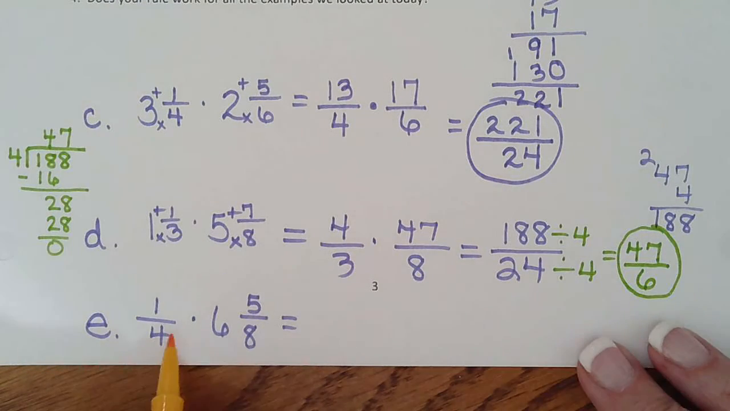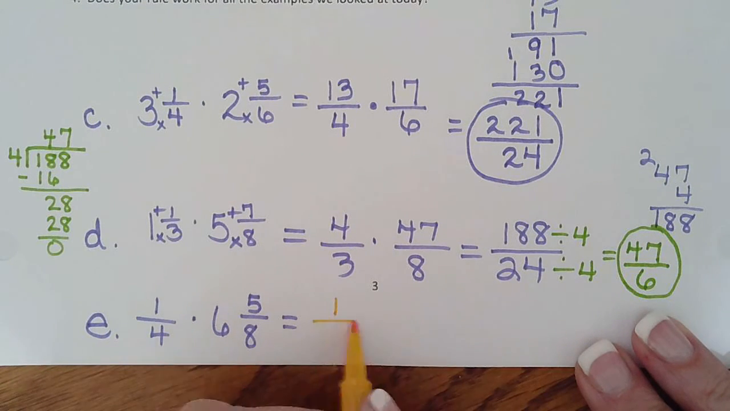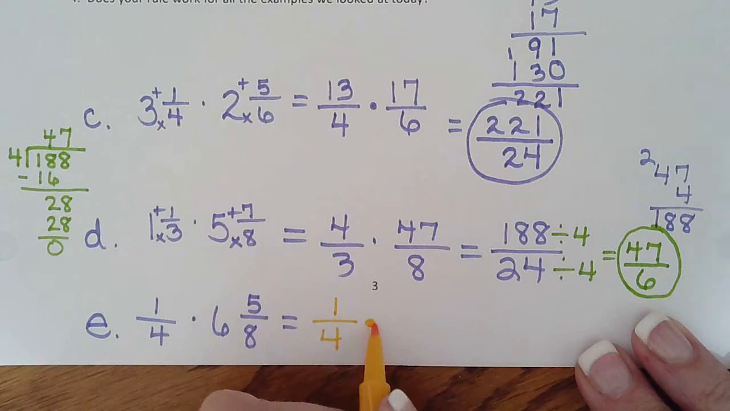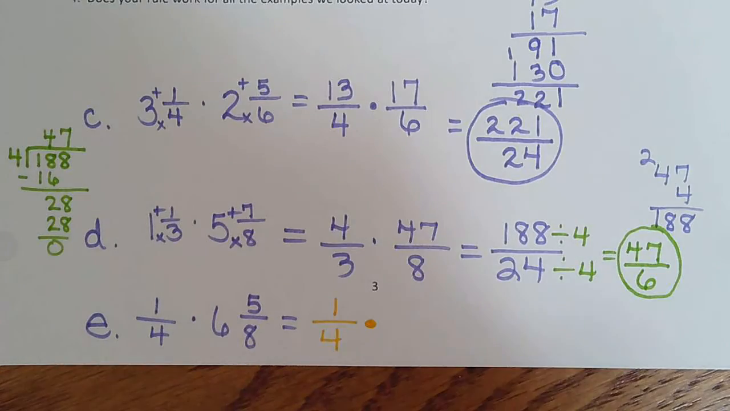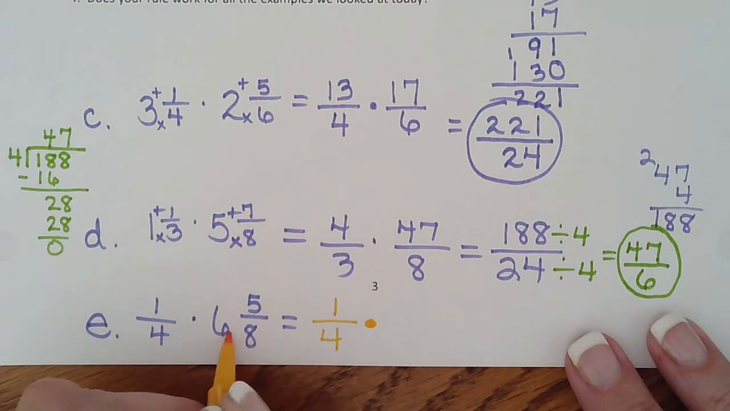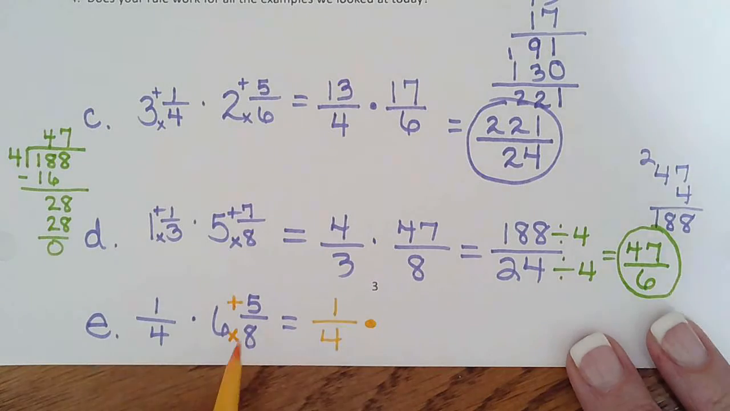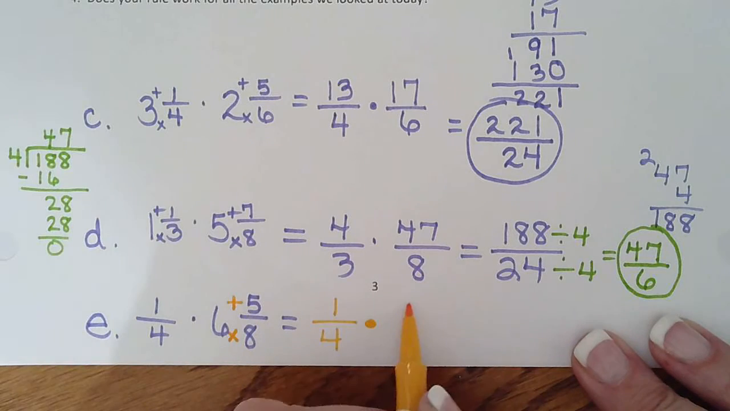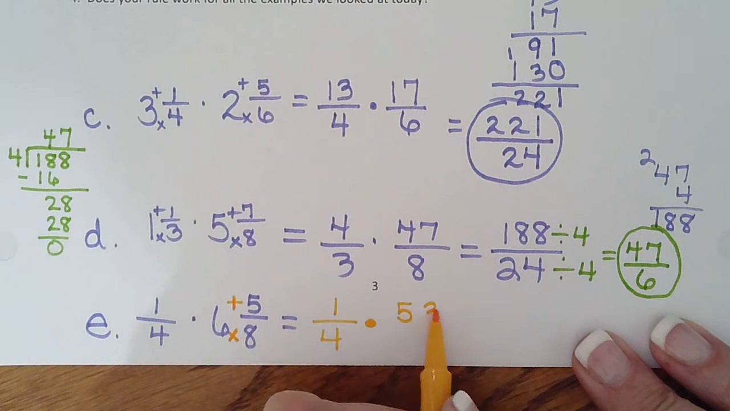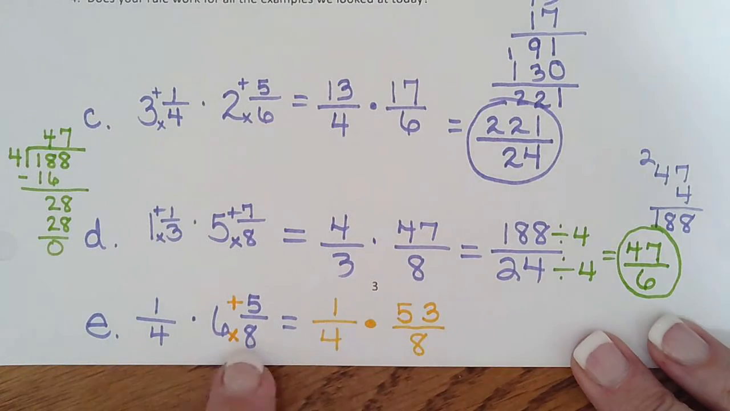Notice the first fraction is not a mixed number, so there's nothing I can do there. So I just write 1/4. But this one is a mixed number, so we have to do times and plus. So 6 times 8 is 48, 49, 50, 51, 52, 53. Over, keep the same denominator, 8. So multiply 48, add 5, 53, keep it over 8.